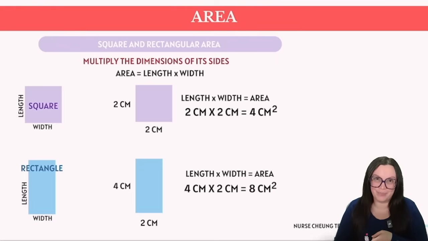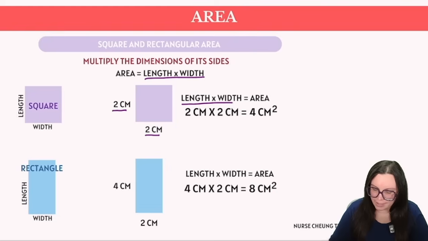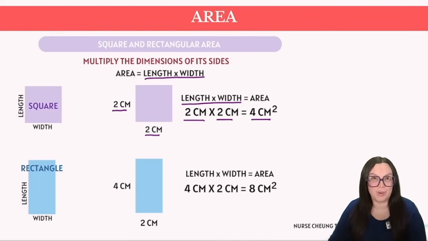We're going to start by figuring out the measurement for 3 shapes: squares, rectangles, and triangles. To determine the area of a square or a rectangle, we simply multiply the dimensions of its sides. Typically, we're only measuring 2 sides, which would be our length times our width. In our first example, we have a square with sides of 2 centimeters each. So we multiply length times width. 2 times 2 gives us 4 centimeters squared. So the area of this square is equal to 4 centimeters squared.